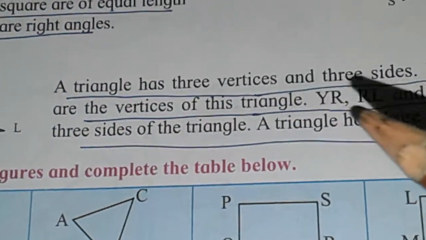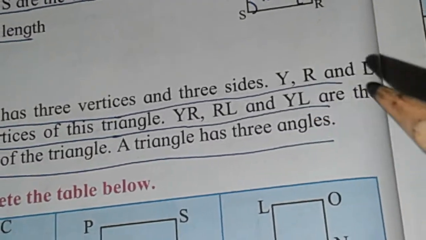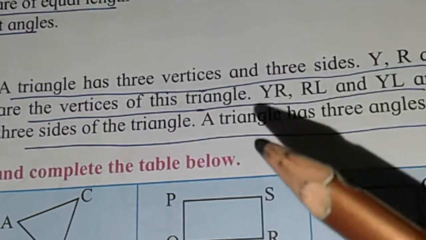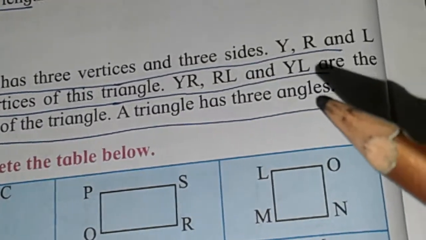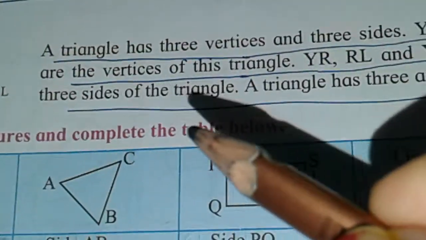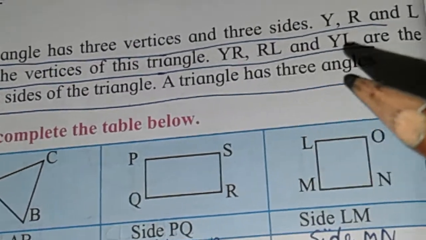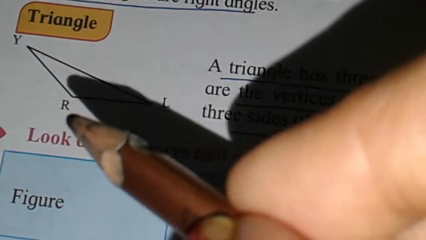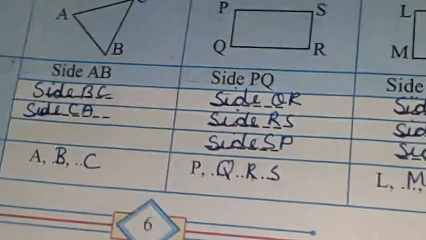Now come to the triangle. A triangle has 3 vertices and 3 sides. Y, R, L are the vertices of the triangle. YR, RL and YL are the 3 sides of the triangle. A triangle has 3 sides. This is the side of a triangle that you already read in 3rd standard. It also has 3 corners, 3 edges and 3 vertices. This is a vertex.